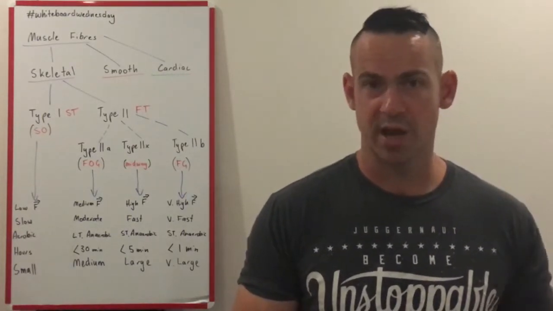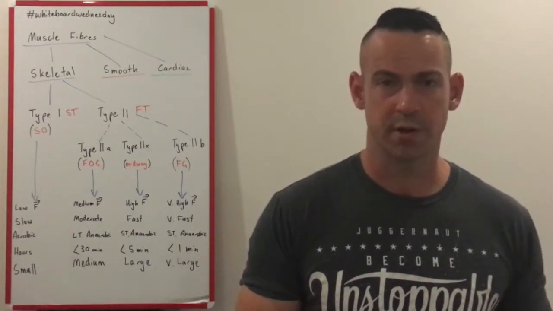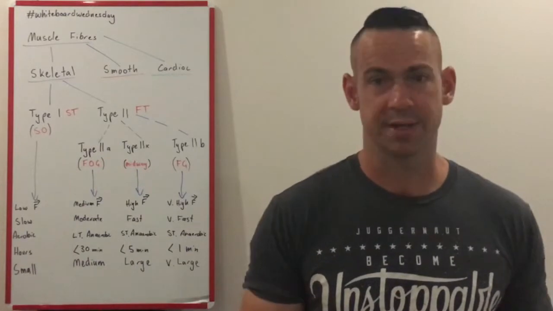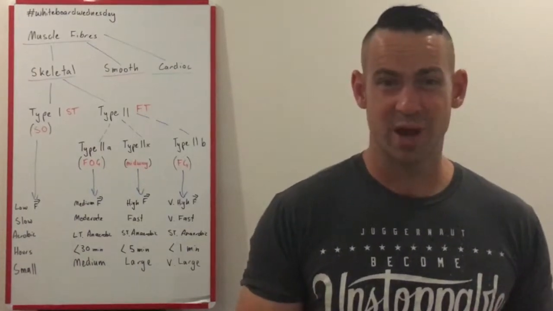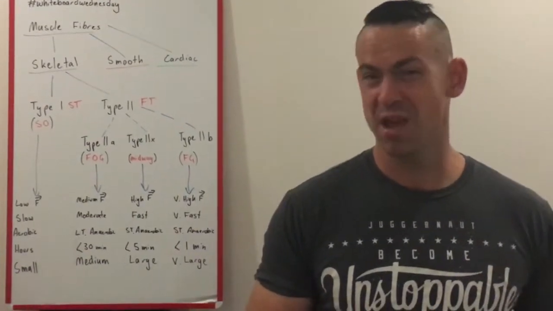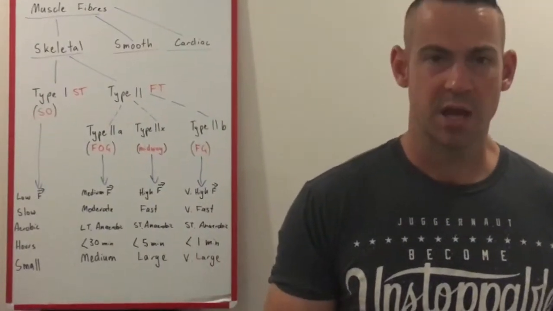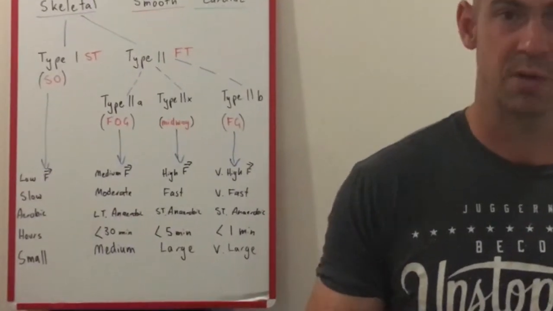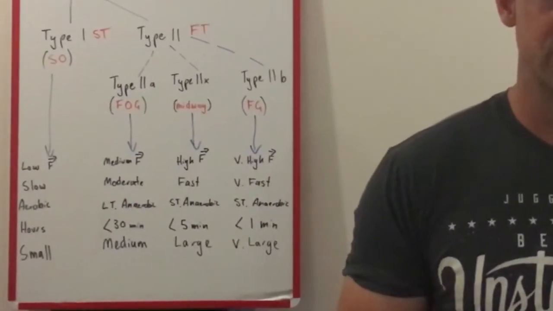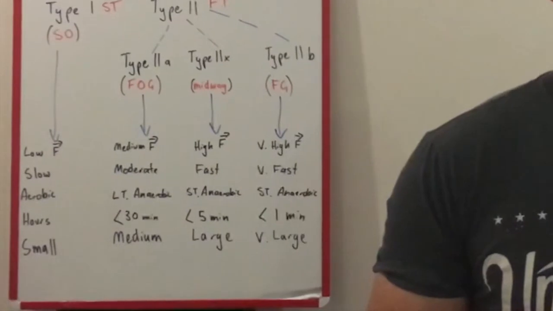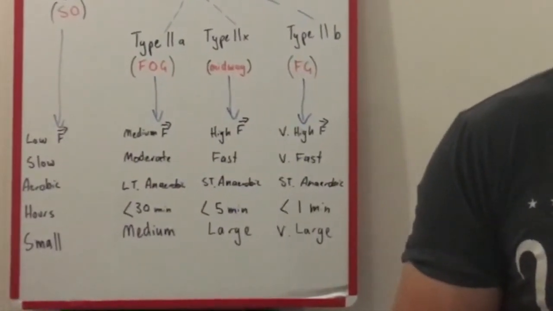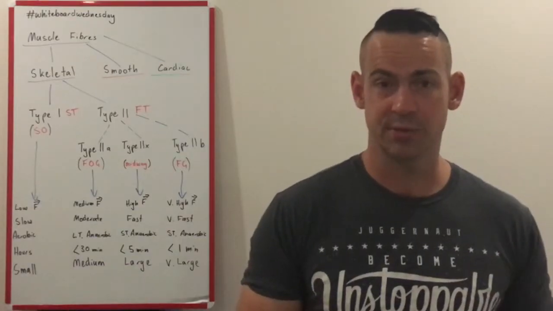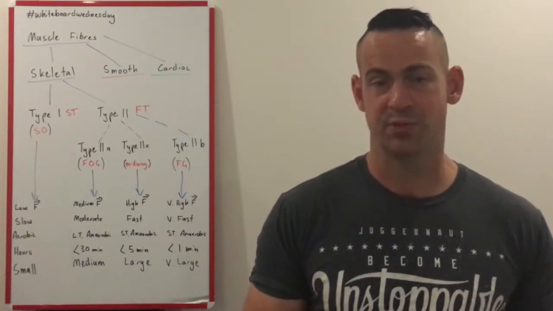In between the type 2A, our fast oxidative glycolytic, and the type 2B, our fast glycolytic, is the type 2X. Just how the type 2A is sort of halfway between a type 1 and a type 2 muscle fibre in a way, our type 2X muscle fibre sits smack bang in the middle between our type 2A and type 2B. They're larger than type 2As, but not as large as type 2Bs. They can generate a larger force than a type 2A, but not as large as a type 2B. They have less endurance than a type 2A, but more endurance than a type 2B.